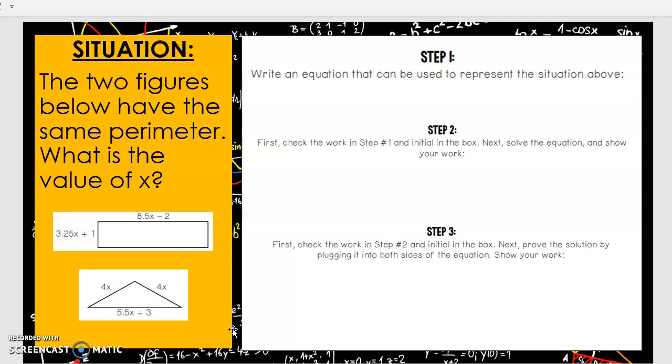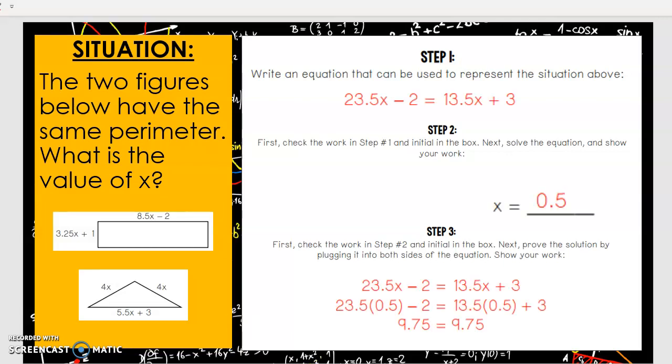So you're going to have to do some combining here. So let's combine all those like terms. Go ahead and push pause. All right, you should have pushed pause and then play.